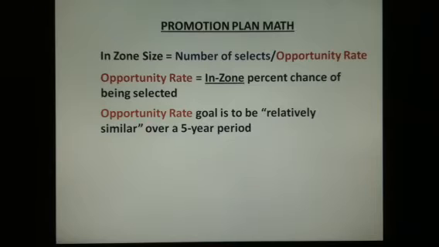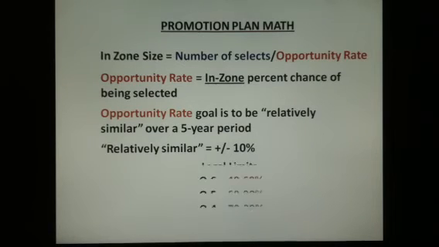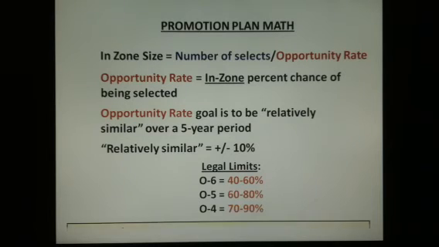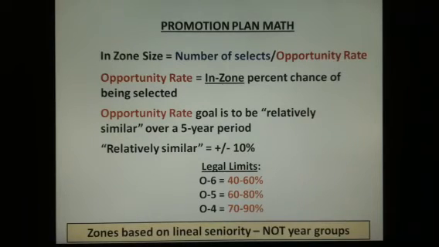and relatively similar is defined as plus or minus 10%. For promotion planning purposes, we try to stay within plus or minus 5%, if possible. Any deviation outside of 10% requires SECNAV approval. These are the legal limits for each one of the control grades. It should be noted that zones are based on lineal seniority and not year groups.